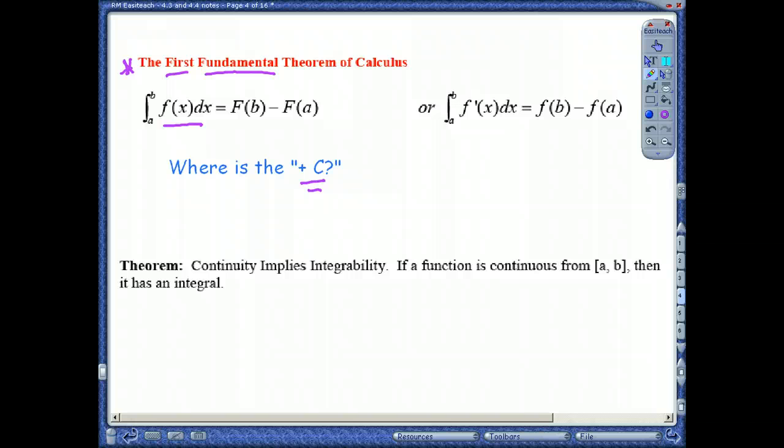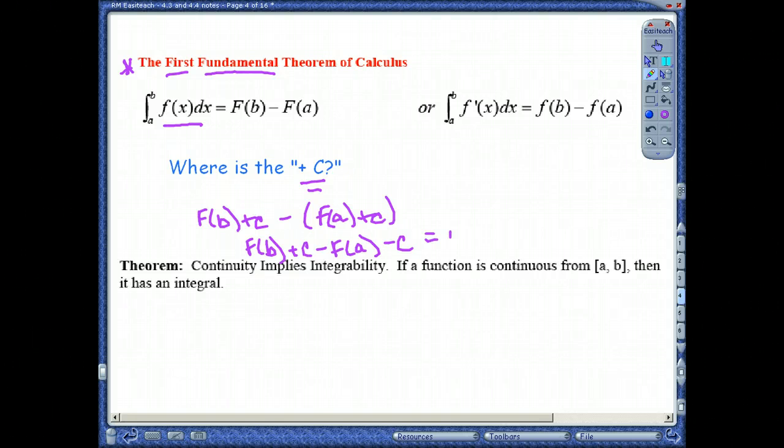But a definite integral does not. And that's because the c cancels out. Really what we had was f of b plus c and then minus f of a plus c. So those c's would cancel each other out. And what we end up with is a numeric value, because remember, this is estimating the area under the curve. So that will be a numeric value.